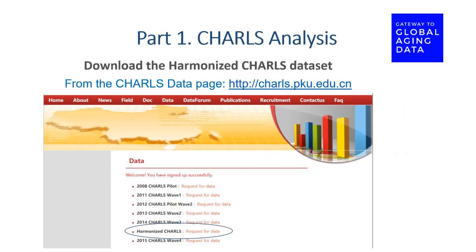So as Hunter showed, you can download the harmonized Charles dataset from the Charles data page. Once you've signed up with Charles for an account, you just need to request and then it'll be approved, and you can download it. As Hunter mentioned, we're just releasing today version D, our newest version of the harmonized data. So that's not quite available on the Harmonized CHARLS website. We have version C available on that website, though we shortly will have version D available on the CHARLS website.